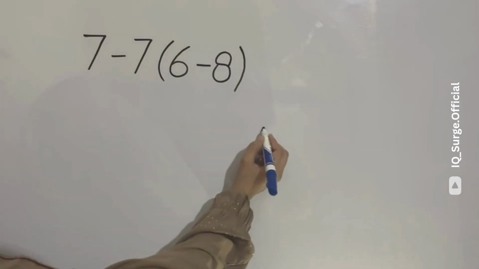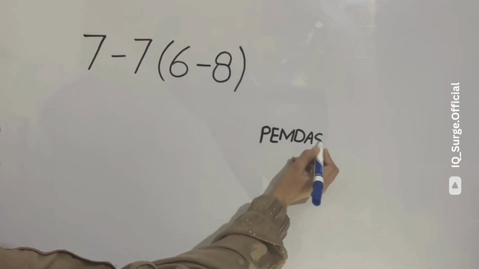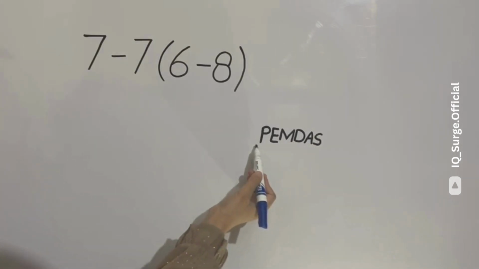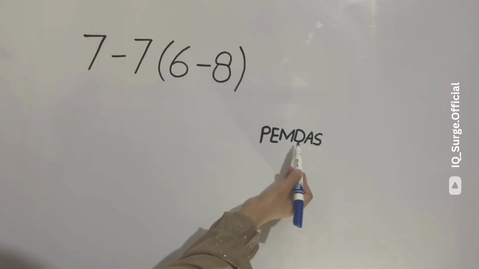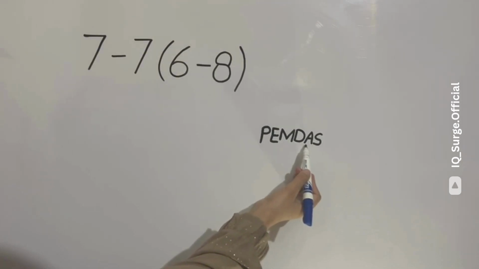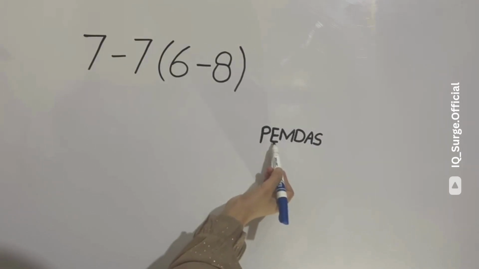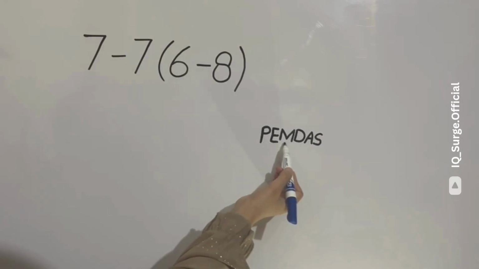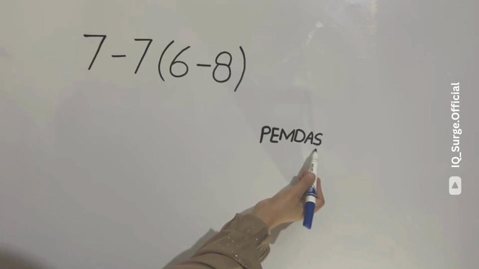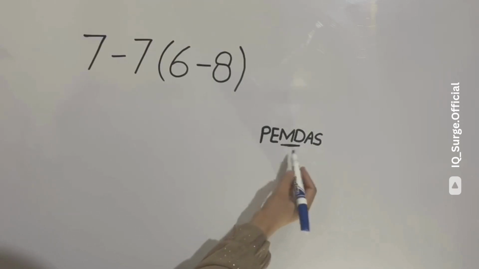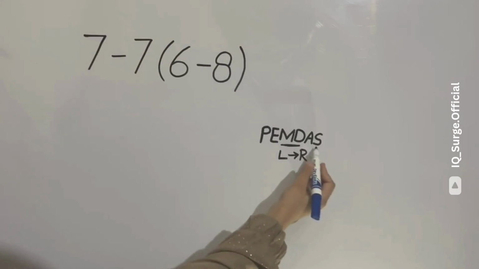Let's carefully apply the order of operations, also known as PEMDAS. P stands for parentheses, E for exponents, M for multiplication, D for division, A for addition, and S for subtraction. We always start with parentheses, then exponents, then multiplication, then division, and finally addition and subtraction. For multiplication and division we move from left to right. And the same goes for addition and subtraction.